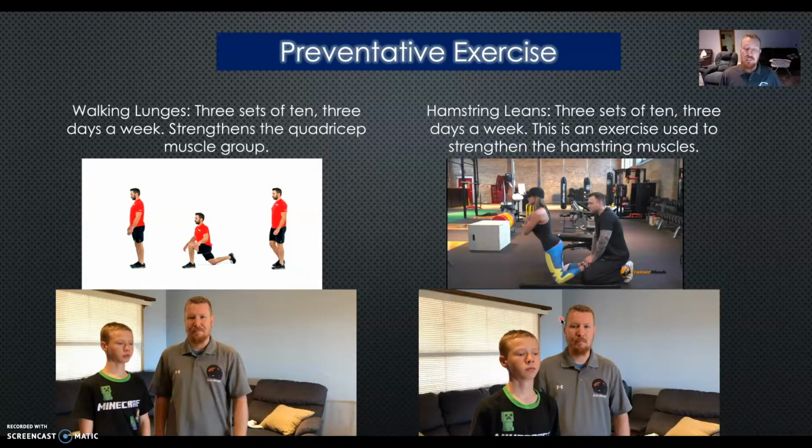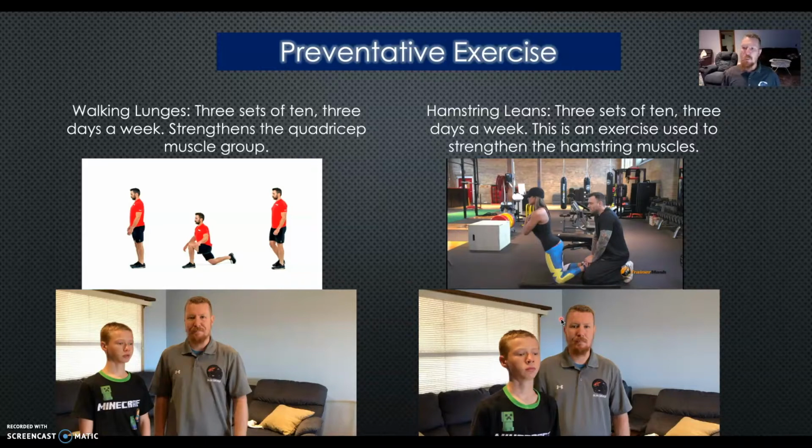Preventative exercise, we need to work on both the quadriceps and the hamstrings. It's important that we balance the weightlifting within the two so that the hamstrings can keep up with the quadriceps. Two ways that we can do this is by incorporating walking lunges into our exercise routine.